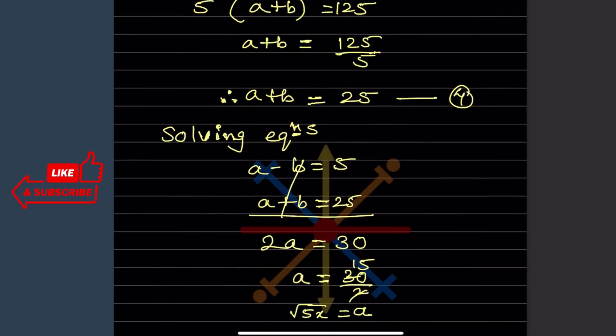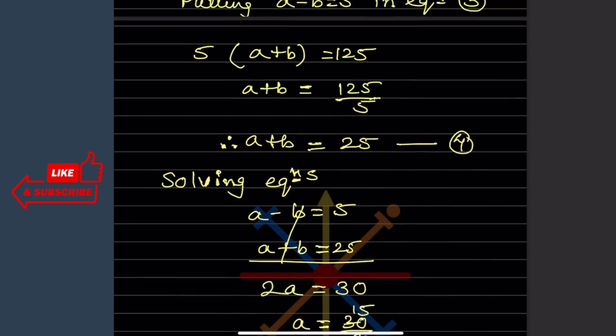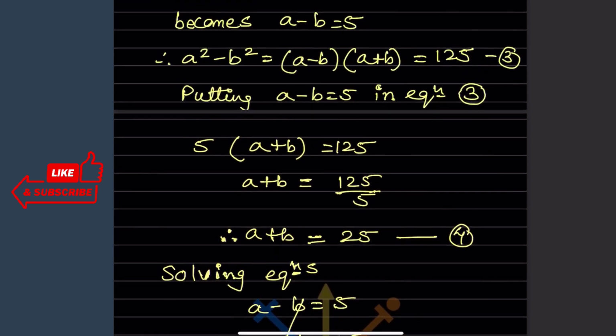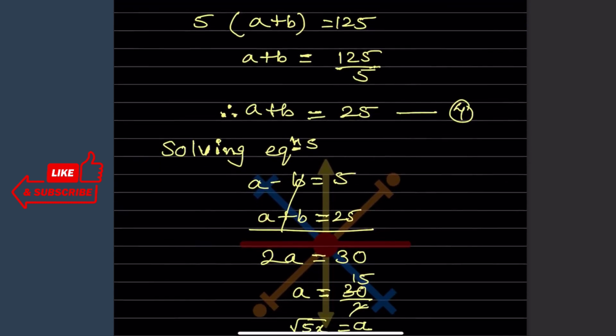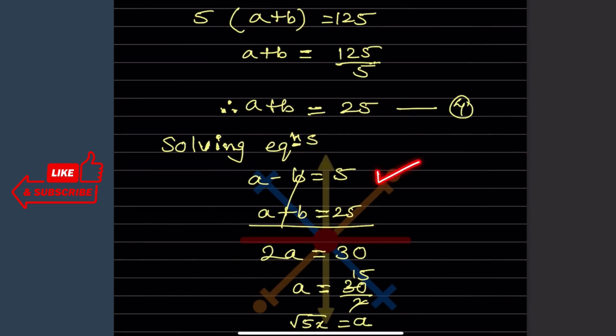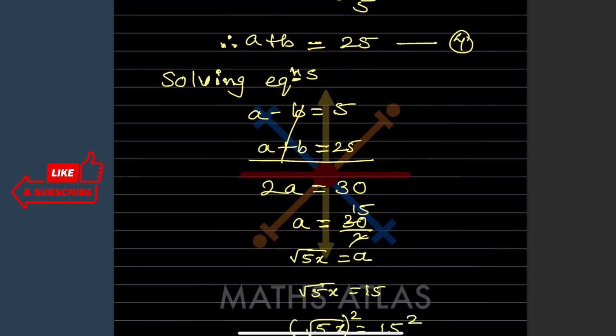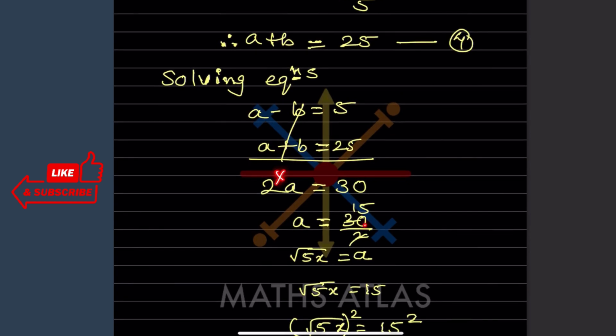First thing, we will find the value of a. So we are going to solve this equation. We got this equation a minus b is equal to 5 and here we got a plus b is equal to 25. So now if we solve this, a minus b is equal to 5 and a plus b is equal to 25, so this both get cancelled. So what is this going to be? 2a. This will be 30. So a is going to be 30 divided by 2. So that is going to be 15.